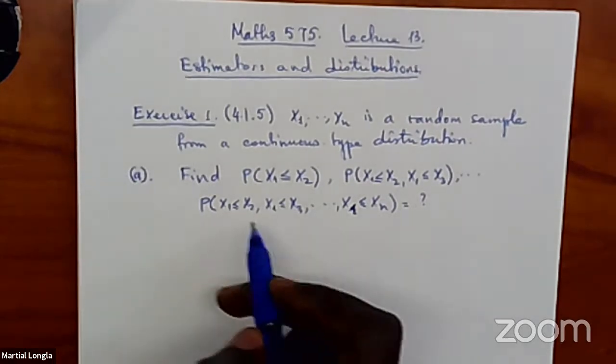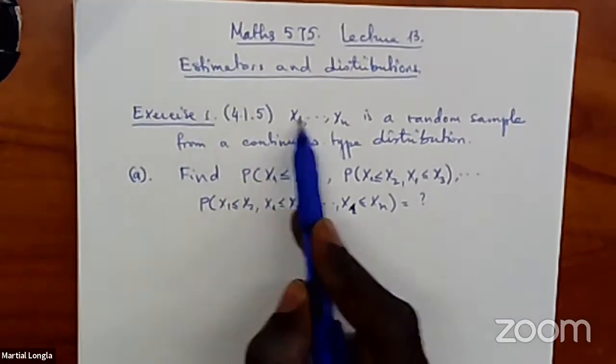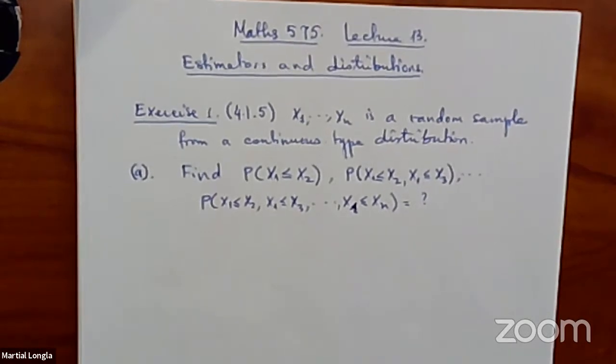So how do we find this probability? Because x1 all the way up to xn is a random sample from the same distribution that is continuous, we can assume that distribution to be something that is not known and then do the work. But technically, the heuristics, when you look at this, would tell you what the final answer should be equal to before you even start working it out.